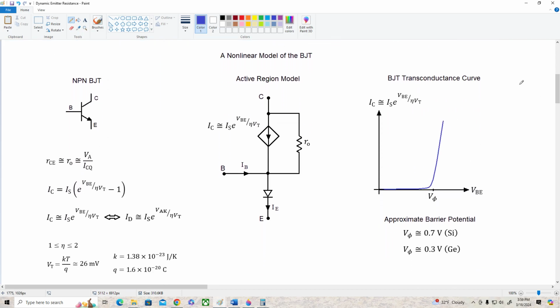All right, this is going to be a nonlinear model of the transistor, and it's based on Shockley's equation. Now, if you remember, we talked about Shockley's equation way back at the beginning of the video series when we discussed diodes, and we had I sub D, the diode current, is approximately equal to I sub S, diode saturation or leakage current, times e to the V sub AK, the anode to cathode bias voltage, divided by eta times VT. Now, if you don't remember this stuff, I don't blame you. It's been a while, and we're going to review it now.